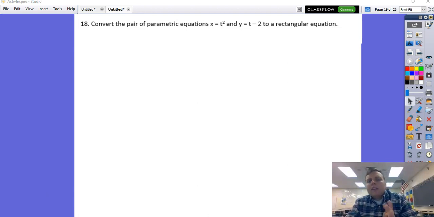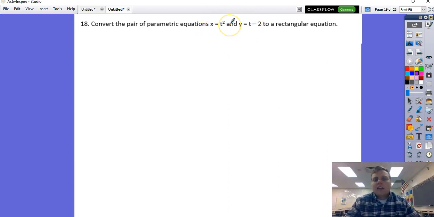Okay, problem 18. Convert the pair of parametric equations, x equals t squared and y equals t minus 2, to a rectangular equation. Okay, so what you want to do here basically is you want to make an equation that just deals with x and y. And since this is a multiple choice test, I can already tell you. Now what you want to do is solve for t on the x equation. So you're going to solve for t on this x equation, and then you're going to plug that t value you get in for t over here, okay?